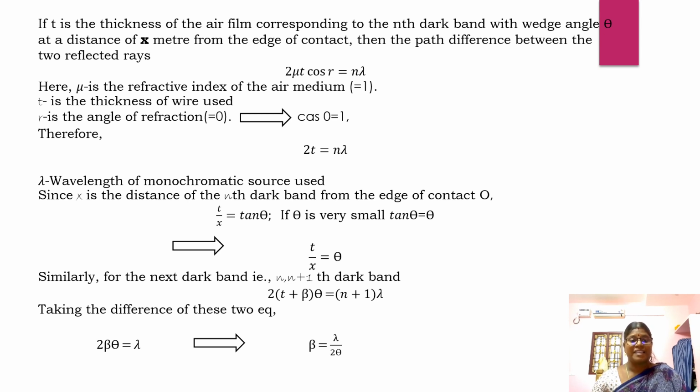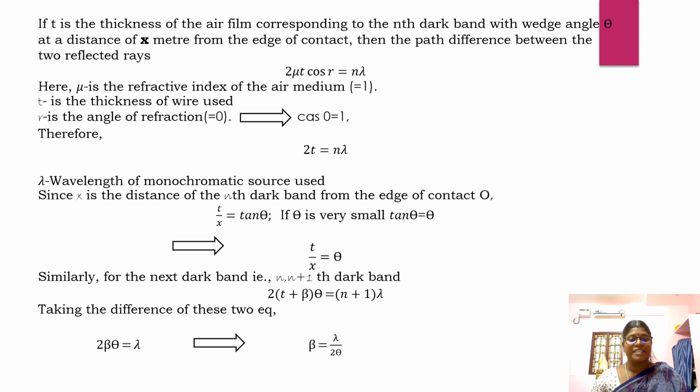X is the distance of the nth band from the edge of contact O. t by x is equal to tan theta. If theta is very small, tan theta is approximately equal to theta. So we can write t by x is equal to theta, that means the angle of the air wedge.